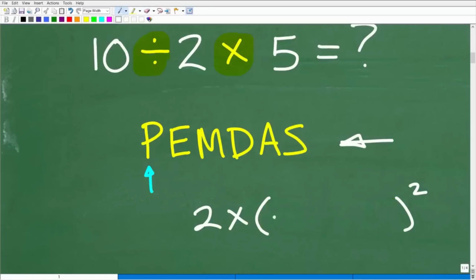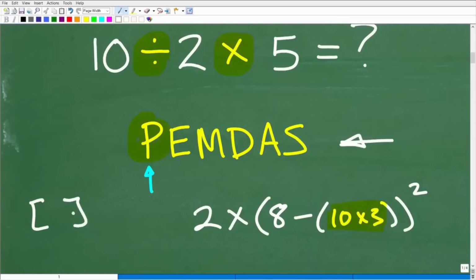So let's suppose I had 8 minus 10 times 3, and I had this inner parentheses, and then of course you have outer parentheses. You would go to the inner parentheses first, right? So that's what P is. And again, that's parentheses or grouping symbols, brackets like these type of brackets or squiggly brackets. Okay, so that's what the P stands for.